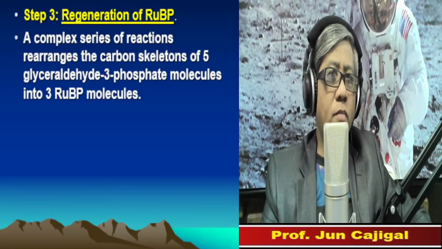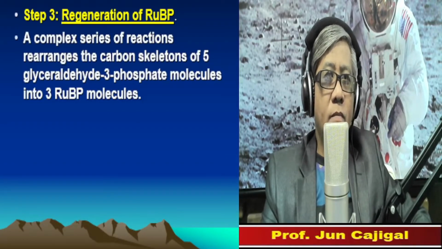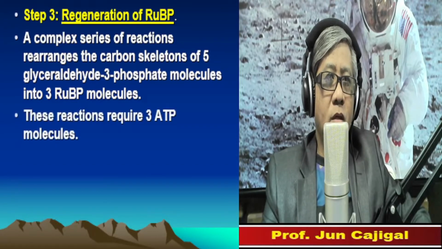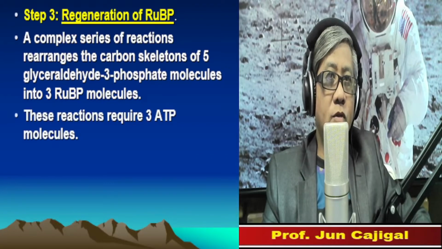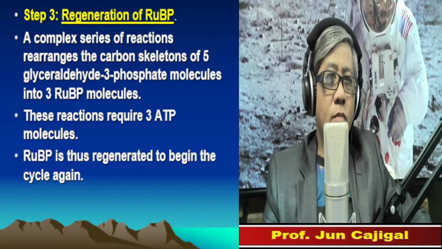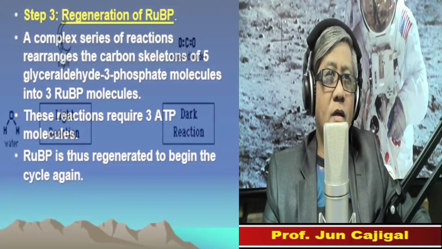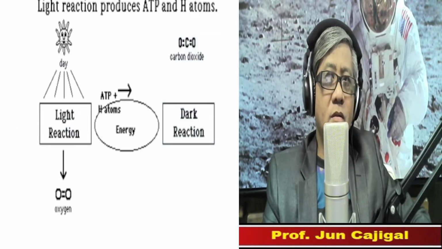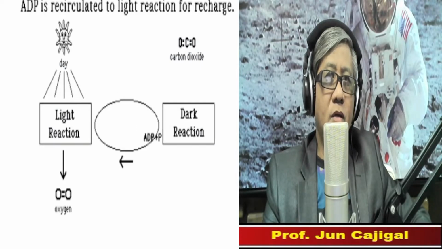So there is a complex series of reactions that rearranges the carbon skeletons of 5 glyceraldehyde 3-phosphate, or PGAL, into 3 RuBP molecules. Then the reaction requires ATP molecules from cyclic photophosphorylation, and RuBP is thus regenerated to begin the cycle again. Alright, so basically that's the Calvin cycle, or the dark reaction.